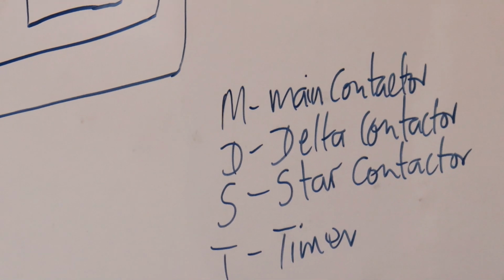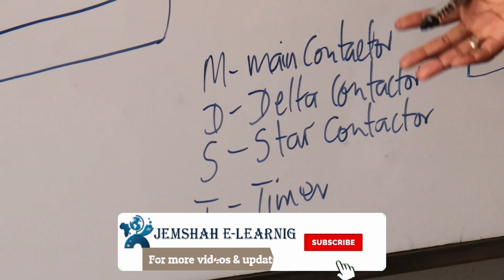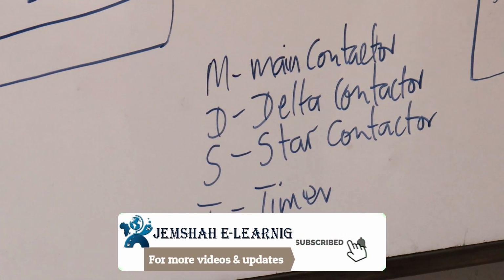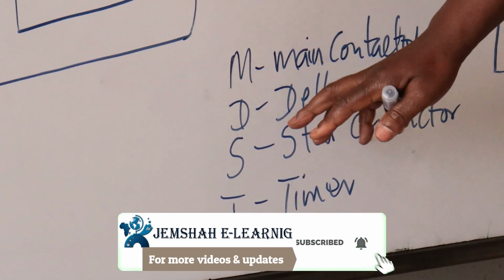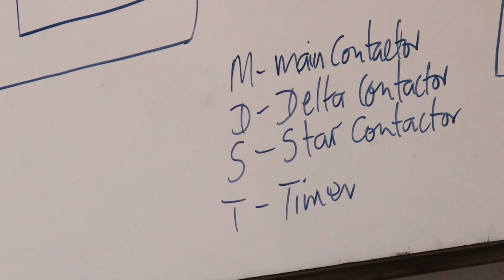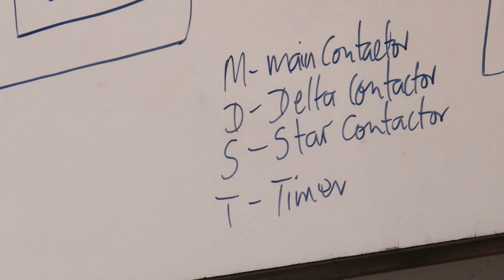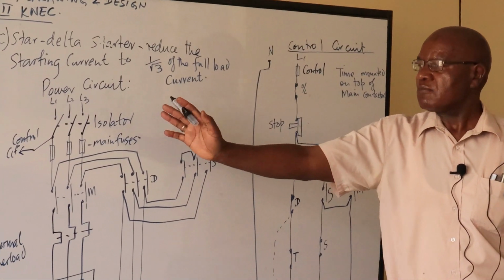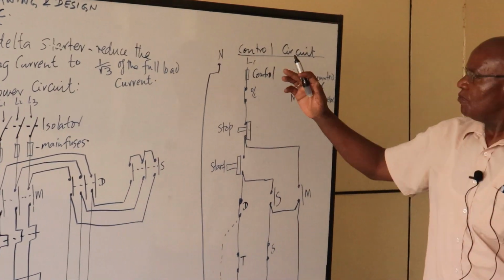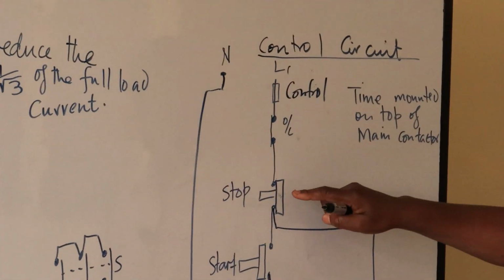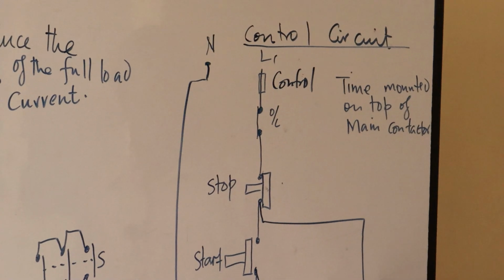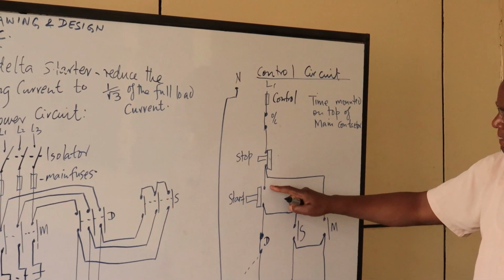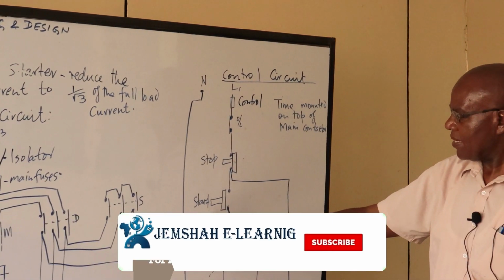Sometimes they use Ks, K1, K2, K3. Other times they use the main, for the delta they use the delta symbol, for the star they use the star symbol, and for the timer, the J. So when you want to start your motor, you put your isolator on. When you put it on, the feed is available up to the stop push button, up to this point here, and up to this point here. Then you push your start button.